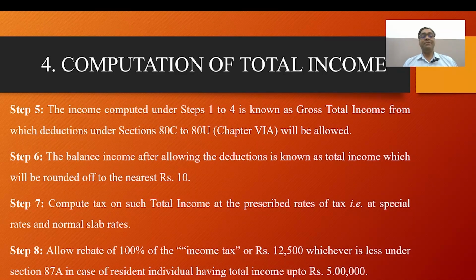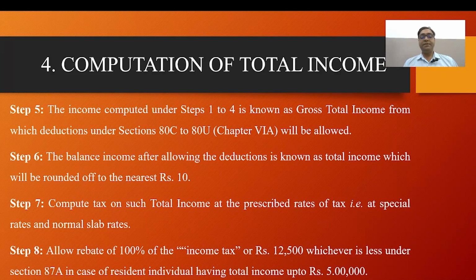Step 6 is that the balance of income after allowing the deductions is known as total income, which will be rounded off to the nearest 10 rupees. Step 7 is to compute tax on such total income at the prescribed rates of tax, that is special rates and normal slab rates, under the old regime and new regime, new tax slabs and old tax slabs. Step 8 is to allow a rebate of 100% of the income tax or rupees 12,500, whichever is less, under section 87A, in case of a resident individual having total income up to 5 lakh rupees.